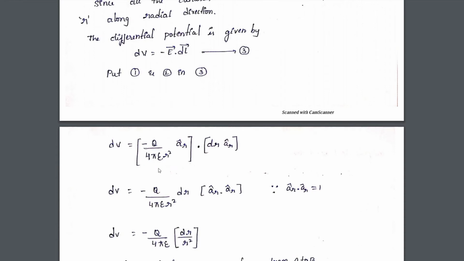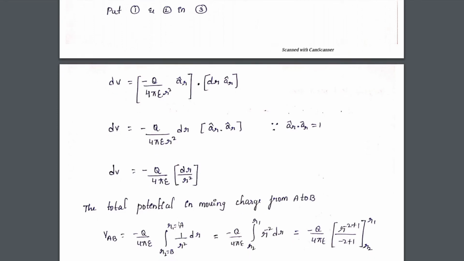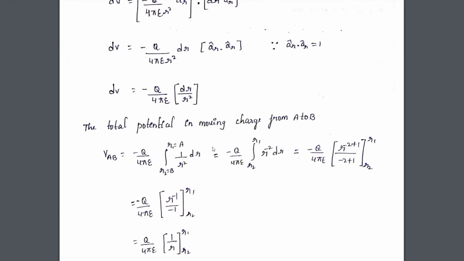So what will happen if you substitute here? You'll get the E value as well as the dl value, both you need to substitute. Then the dot product you have to separate, bring all the magnitude to one side, and AR dot AR is written in the bracket here. And we know according to the dot product, AR dot AR will always be 1. So in the above equation, the vector will get cancelled. So dV will be minus Q by 4 pi epsilon dr by r square.